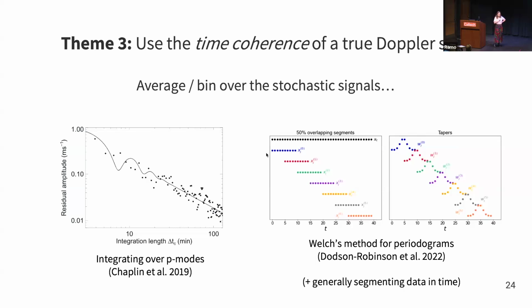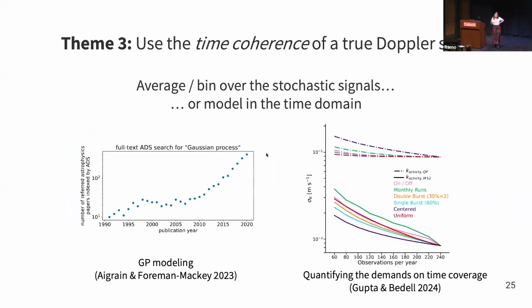The other kind of approach or school of thought to using the time coherence is to actually resolve the signals and model them in the time domain. So again, Gaussian processes have really emerged as king here. They provide a nice, more or less physically motivated way of parameterizing variability in time. And I'll talk a little bit more about how GP models are implemented a bit later. For now, I will point out that resolving time domain signals does require a lot of observational coverage.